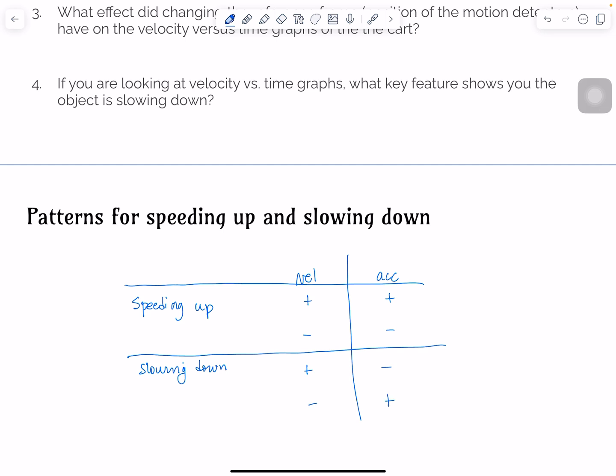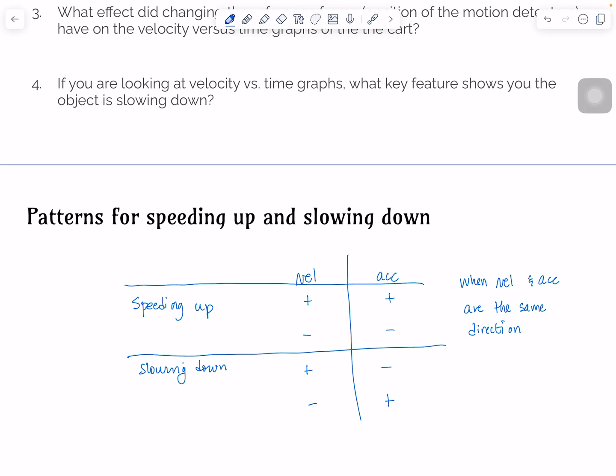And so the big take-home message is that when velocity and acceleration are in the same direction, you have speeding up. So you can speed up negative, you can speed up positive. But when they're in the same direction, they are speeding up.